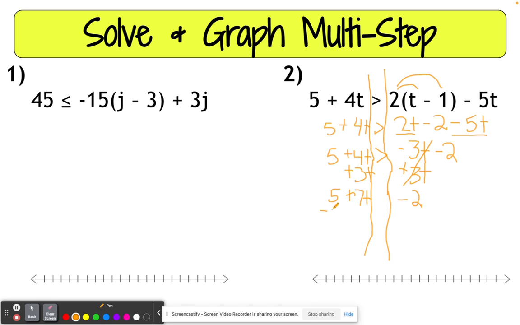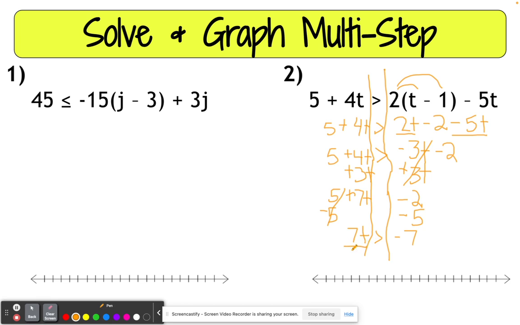I subtract 5 from both sides. I'm left with 7t after this cancels out. And negative 2 minus 5 is negative 7. I'll bring down my inequality sign.